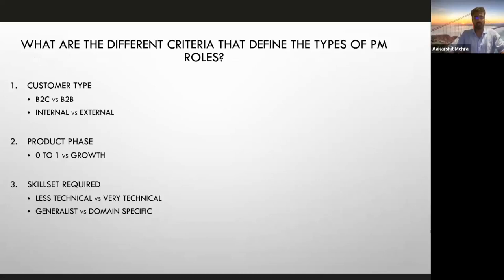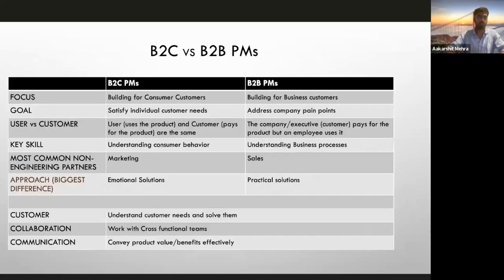With that said, let's get into our first set of product management roles for today. So these are B2C versus B2B PMs. Now, as the name suggests, B2C products are where you're building for an end customer or a consumer like you and I, whereas a B2B product is one where you're building the product to be used by another business or employees of another business.